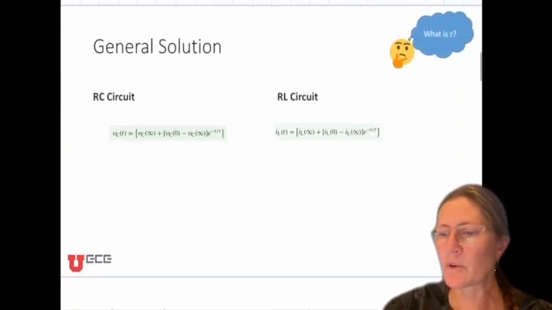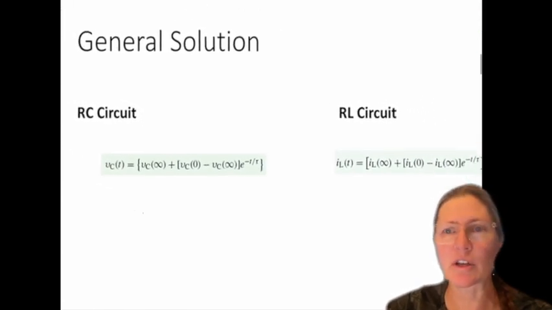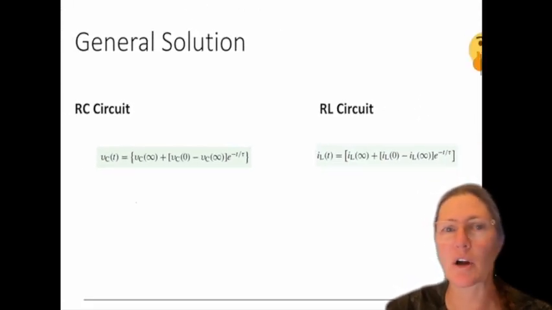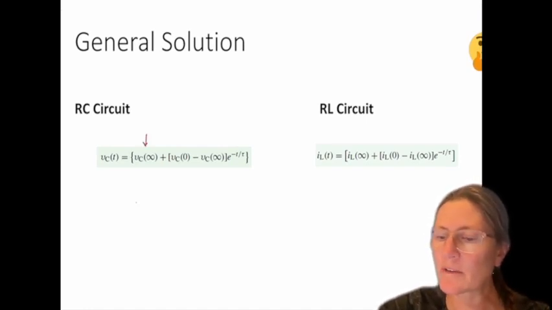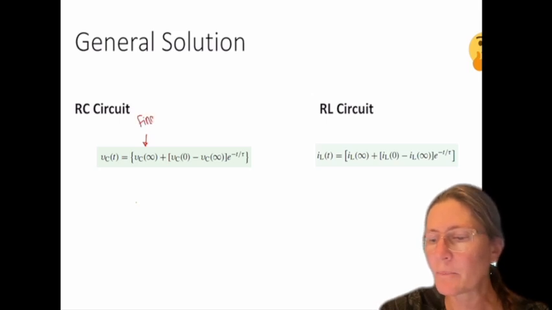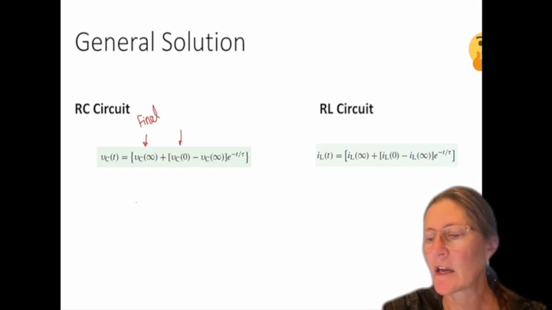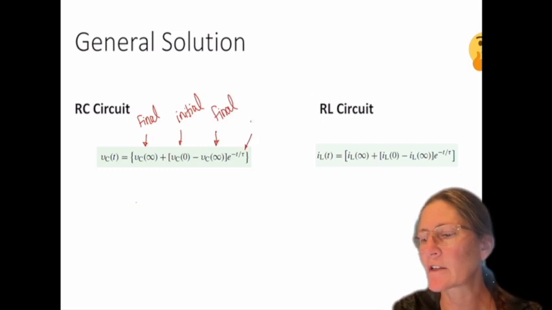So to review the general form solution, it is the same for RC or RL. The form is a final value, so whatever variable you're trying to find, and then an initial value. The final value again is the same, and then you need to find tau.